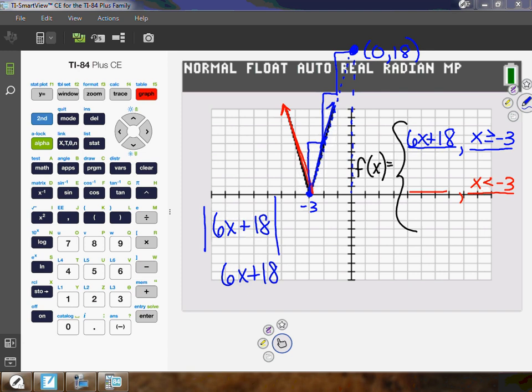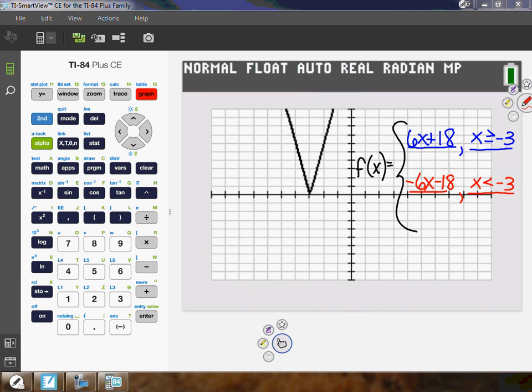For the one going downhill, we need to think about where this red line is headed. I think its slope is -6. It's basically the mirror image of the blue line, but it's downhill. And where would it hit the y-axis if it continued with this trend? Down 6 over 1, down 6 over 1. I think -18 will be the y-intercept of that piece. So this is the equation of the absolute value of 6x plus 18 written as a piecewise function.